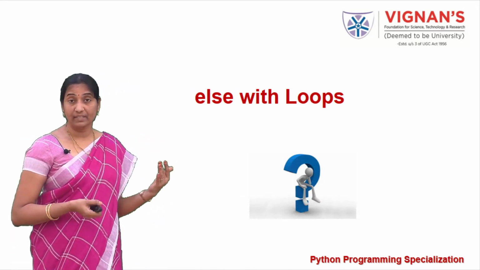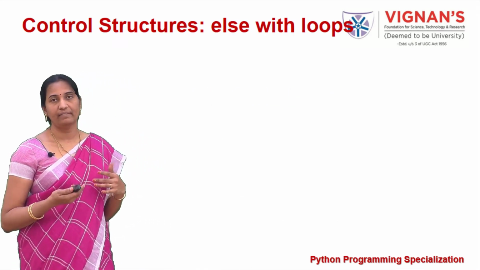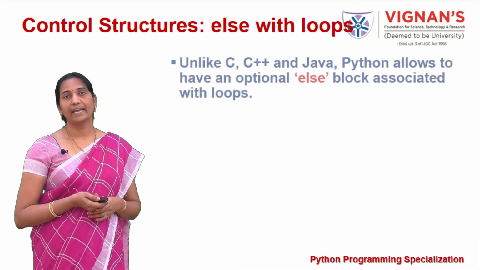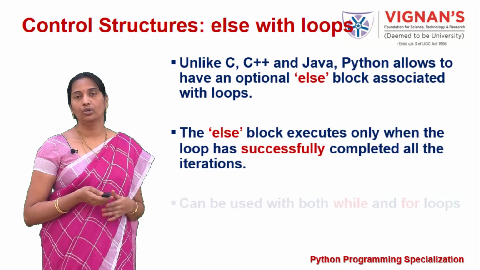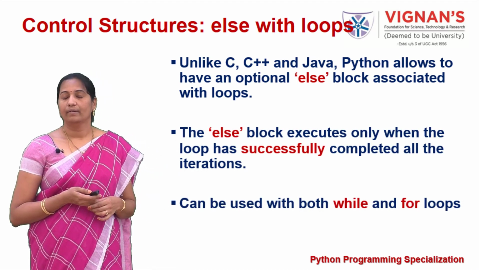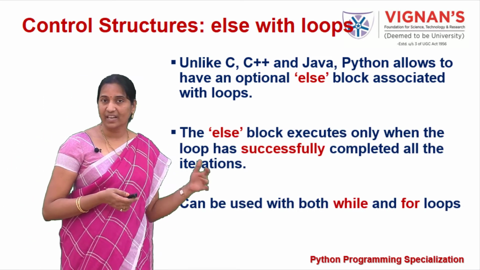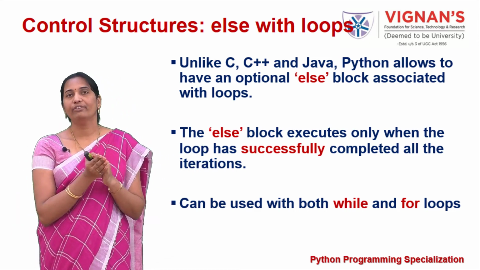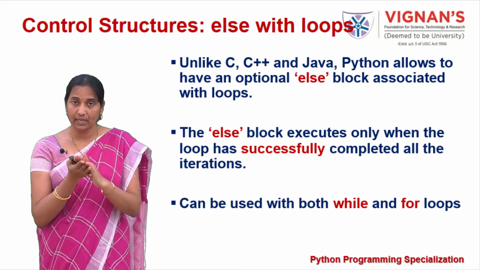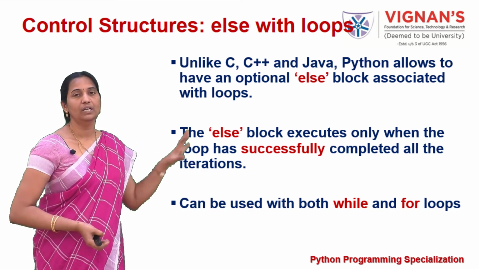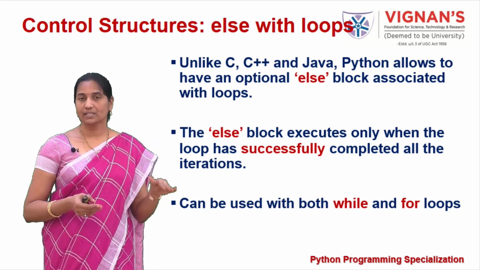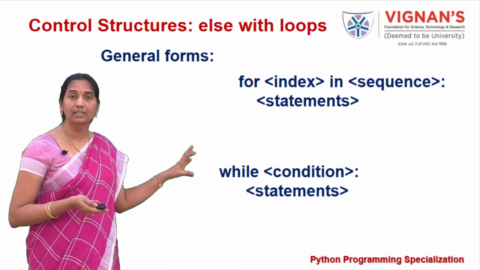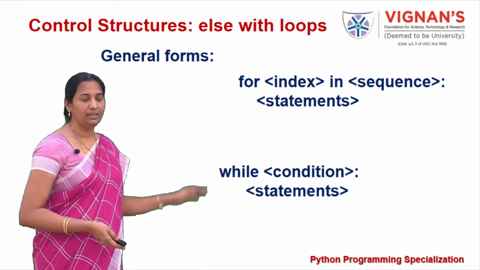Unlike other programming languages like C, C++ and Java, Python supports the use of the else keyword with the loops also. It can be used with both the for loop and the while loop. The purpose of using the else statement with the loops is that, on successful completion of the loop, if you want to execute any specific statements, you can place them as part of the else block. So on successful execution of the while or the for loop, the statements placed in the else block will be executed.